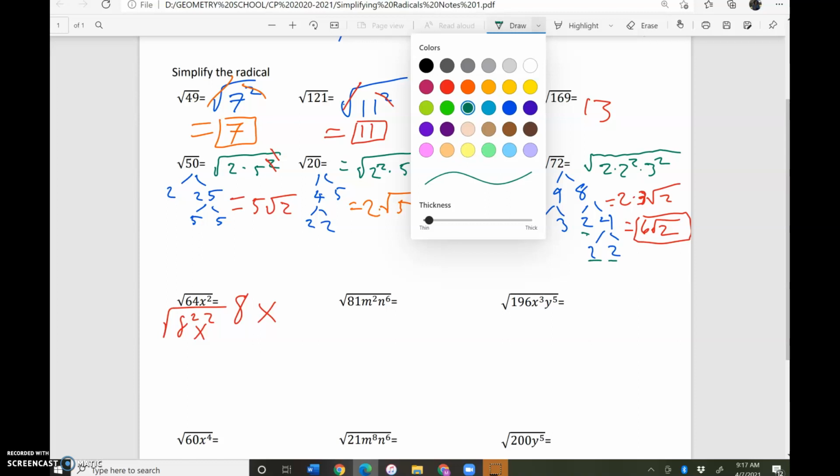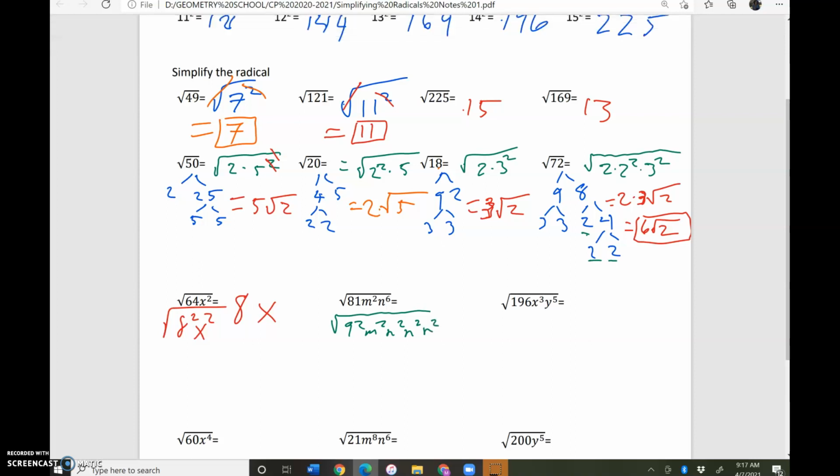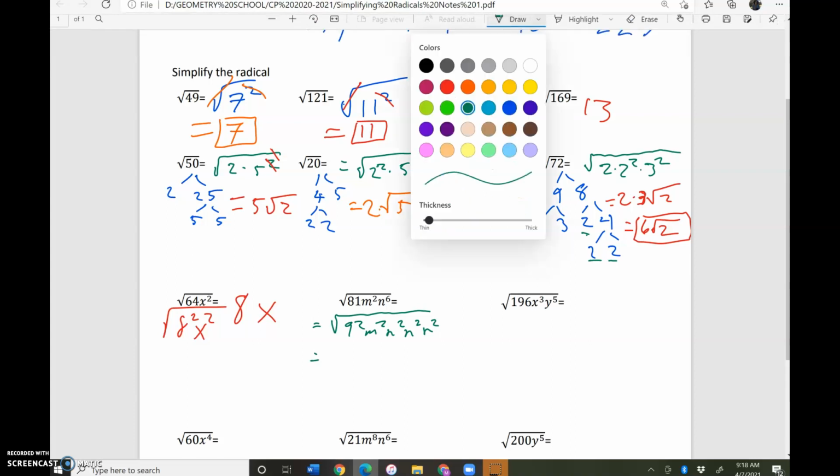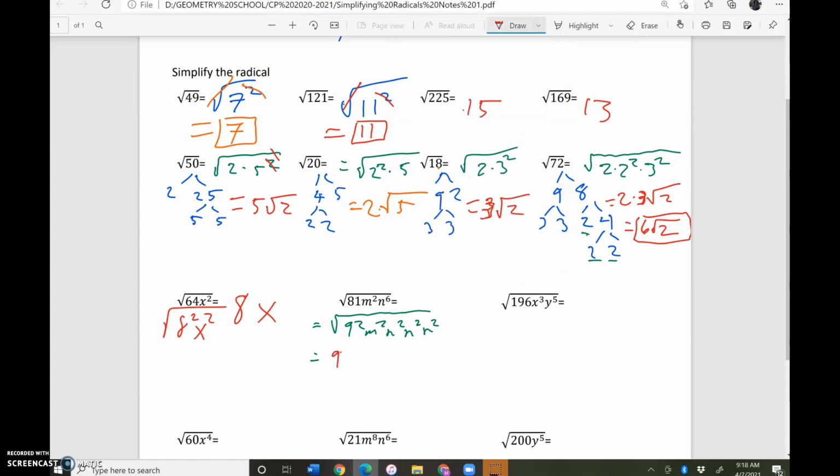Okay? Here, I know I get excited. So this is the same thing as the square root of 9 squared m squared n squared n squared n squared, right? Because I'm breaking everything into perfect squares. So that gives me the 9, everything with a perfect square gets to come out of the house. So the 9 comes out, the m comes out, and I have 1, 2, 3 n's come out.